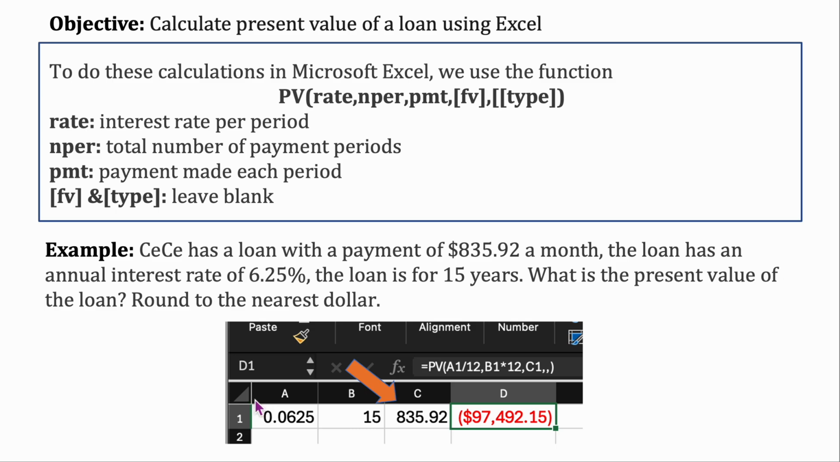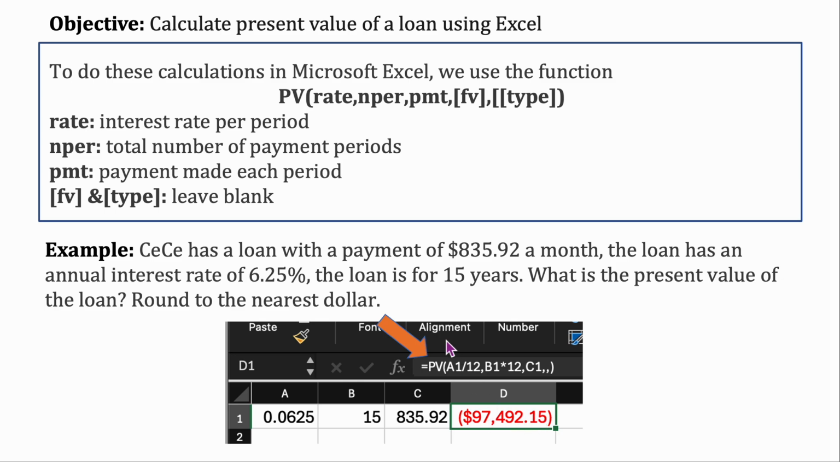So here, that C1 cell, which goes into that third spot, is our monthly payment. And as you can see, there's nothing in those 2 spots here. So that's just those commas, those blanks. That is for the future value and the type. So that is how you type the formula into the cell, and you can see that it gives you the amount. So, here's our formula. I've typed it in the D1 cell. I've typed it as you see there, and then this is the amount that it's given us.